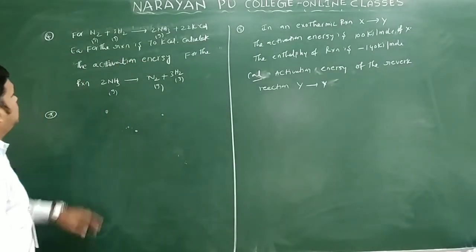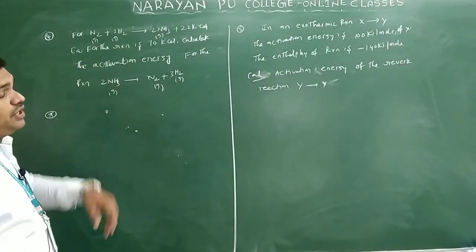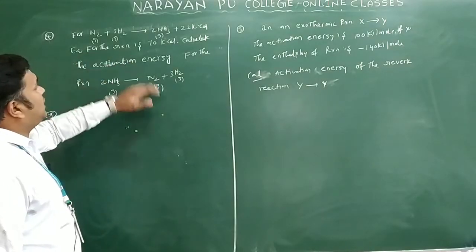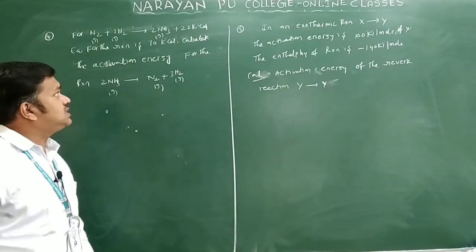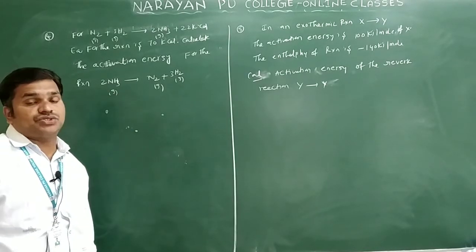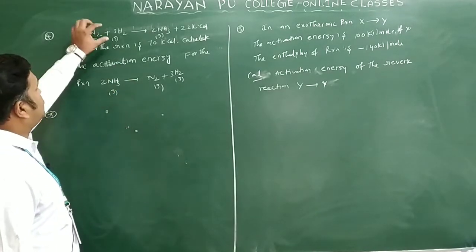See this question. N2 plus 3H2 gives rise to 2NH3 plus 22 kilocalories. Ea for the reaction is 70 kilocalories. Calculate the activation energy for the reaction 2NH3 gives rise to N2 plus 3H2. So this is the reaction given.